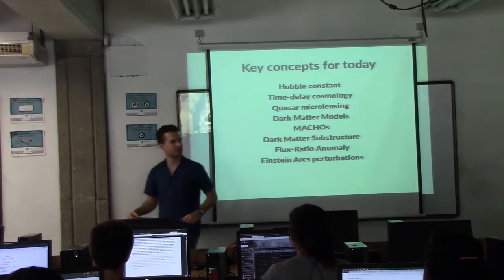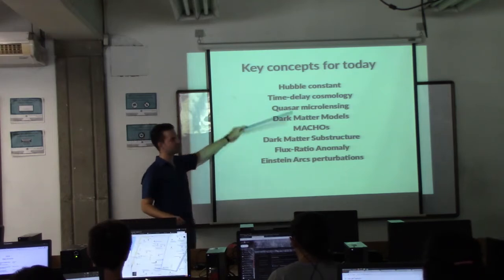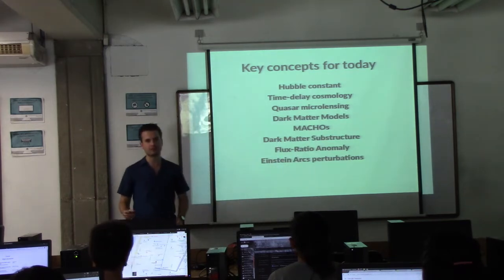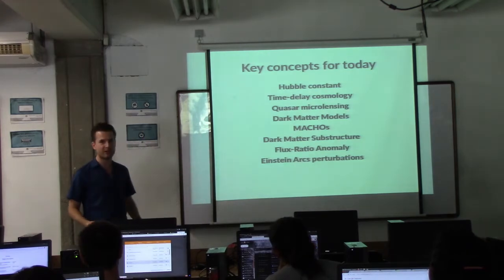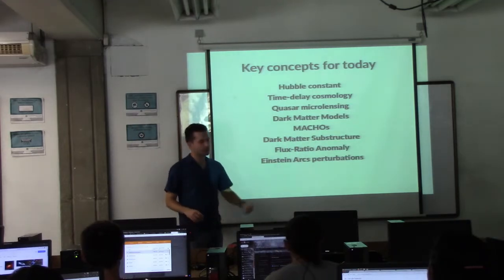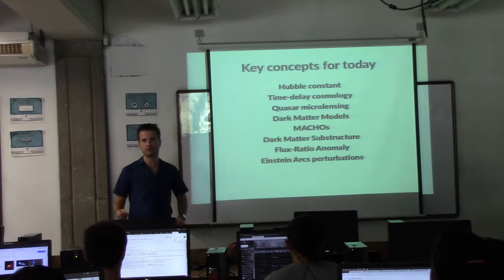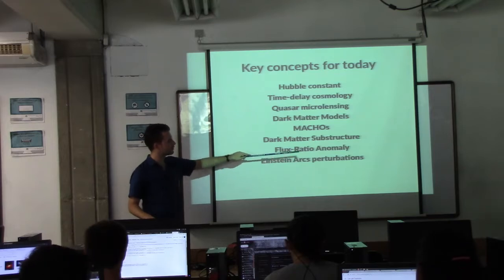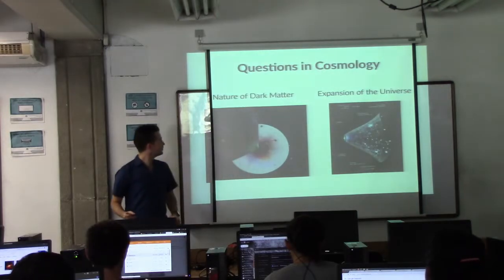So just to give you a brief shot, we'll talk about Hubble constant and the time delay cosmology. We'll say how quasar microlensing is messing things up. I'll briefly talk about different dark matter models and how we are trying to distinguish between them. I'll talk about MACHOs, the massive compact halo objects, which were a big thing in the 90s and early 2000s, and what we learned from them. Then I'll talk about current models of dark matter and particularly the importance of dark matter substructure to understanding the properties of dark matter. And then I'll talk about how we can measure this with lensing using flux ratio anomaly and perturbations to Einstein arcs. So these are the 2 questions in cosmology.